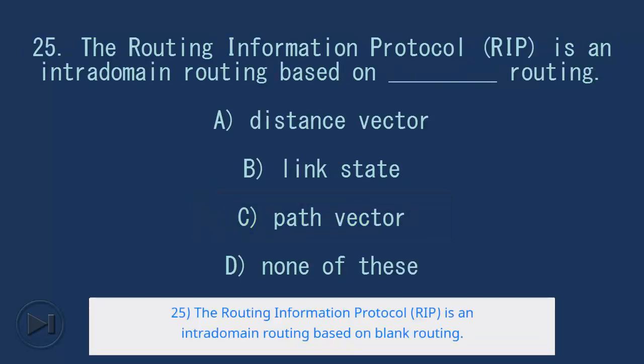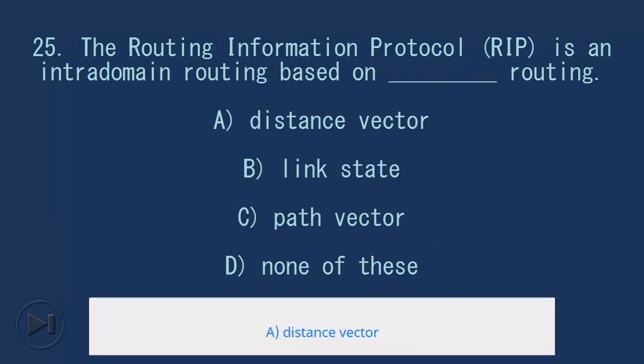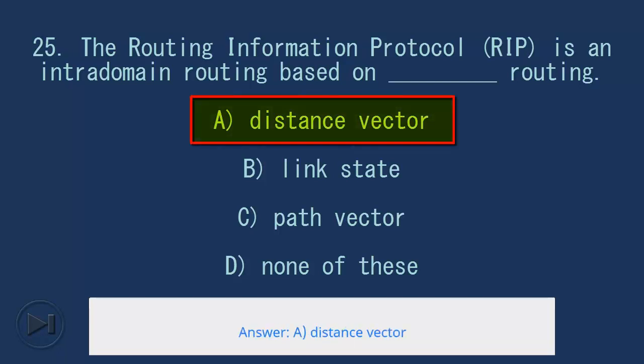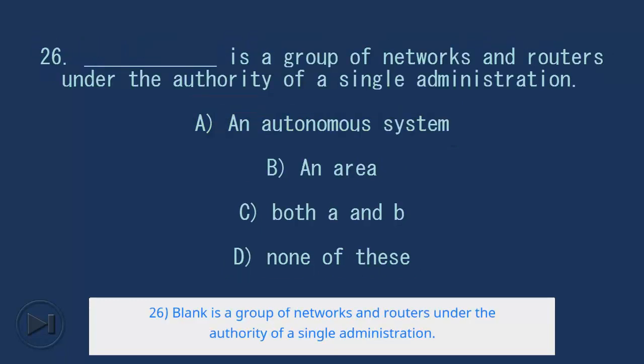25. The Routing Information Protocol, RIP, is an intradomain routing based on blank routing. A. Distance vector. B. Link state. C. Path vector. D. None of these. Answer, A. Distance vector.